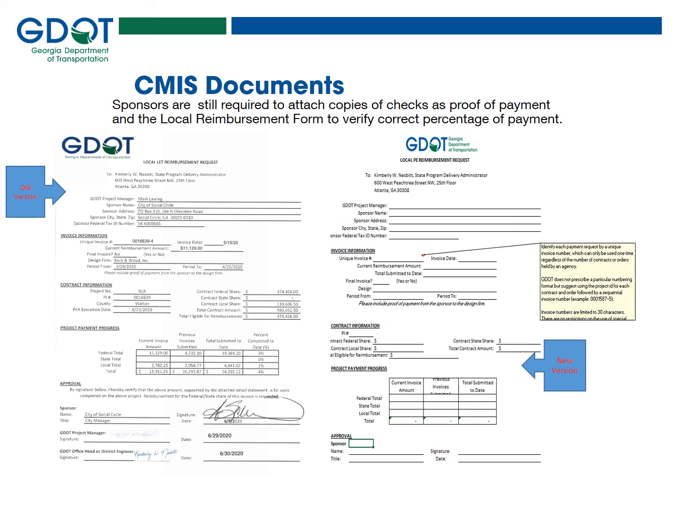The sponsors are also required to attach any copies of checks and proof of payments to reflect the amount that they are asking to be reimbursed. If the locals have an 80-20 split, then the locals should be requesting 80% of whatever amount that they have totally paid out. The checks and the proof of payments should support this amount.